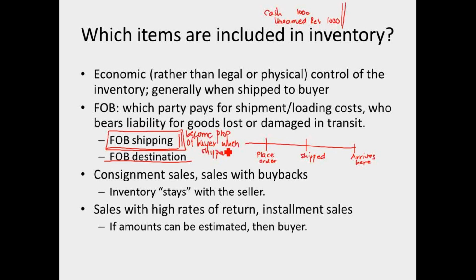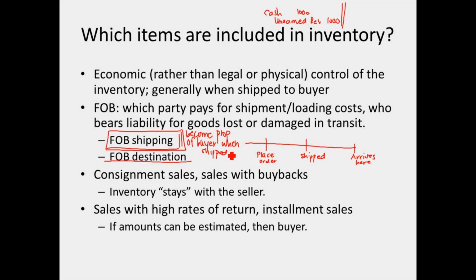Now, you might say, well, that's bizarre because how could you possibly own it if you don't actually have it, right? Isn't possession nine-tenths of the law? That doesn't matter. The fact is they are your inventory. You could conceivably sell them at this point and just divert them somewhere else, right? They are yours to sell. They are legally and economically yours, okay?